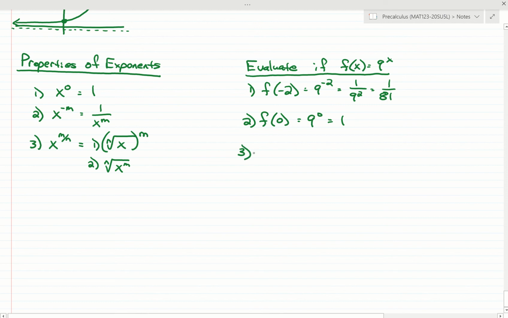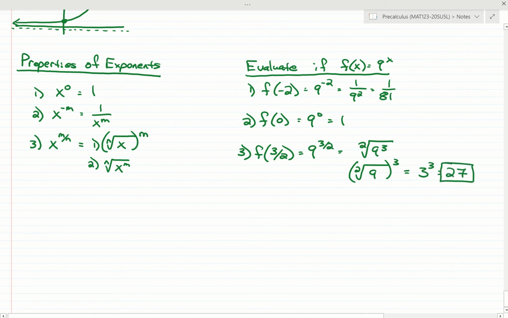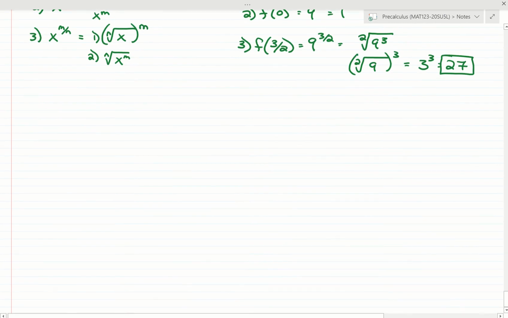And then the last example, what about f of 3/2, which means 9 to the 3/2 power, which means the second root of 9 to the third, or the second root of 9, then to the third power. Now 9 to the third, I can't figure that out without a calculator, but the second one I could. Square root of 9 is 3, and 3 to the third is 27. So if we have either option, I'm going to pick the second one. That's a little bit easier for me to do in my head. So now let's talk about how to graph exponential functions.